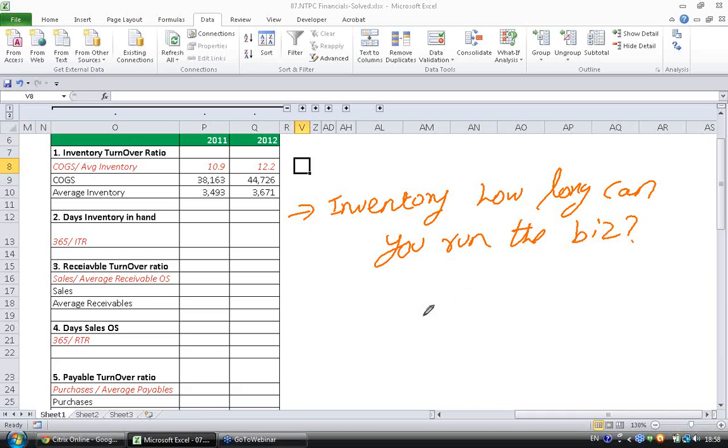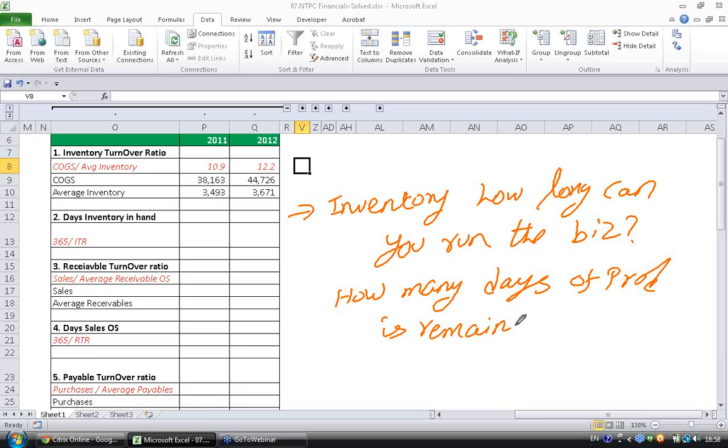Or you can also look at it this way. How many days of production is remaining unsold? If you look at it from a finished goods perspective, this interpretation would be better. If you look at it from a raw material perspective, this interpretation would be better.